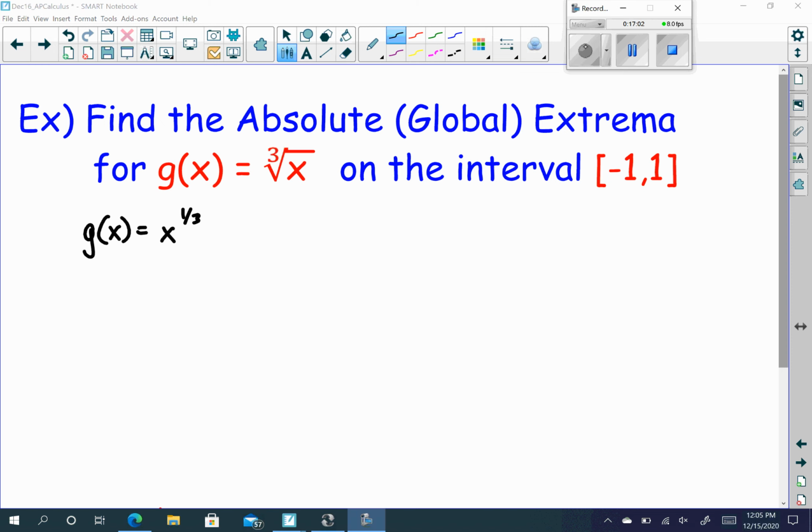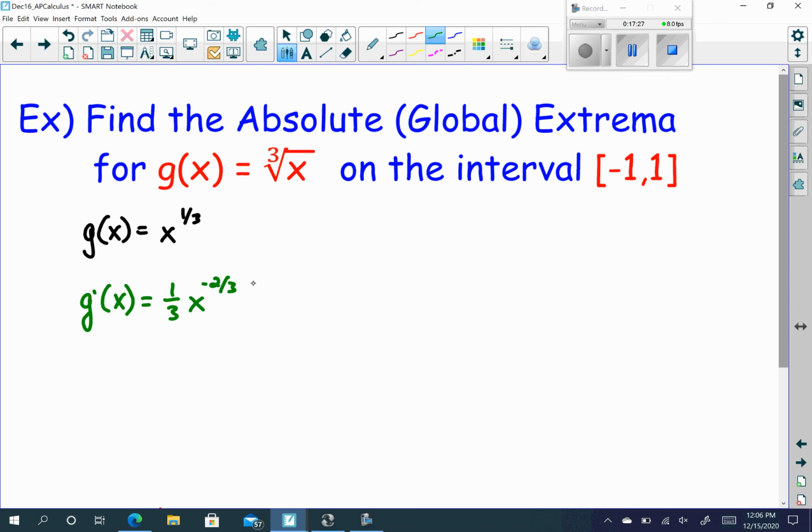All right, so what I want you to do carefully now is to find g prime of x. That's our very first step. Do this carefully. Watch your exponents. So if we're just using the power rule, this is going to become 1/3 and then x, and if we do 1/3 minus 1, 1/3 minus 3/3 is going to give us a -2/3.